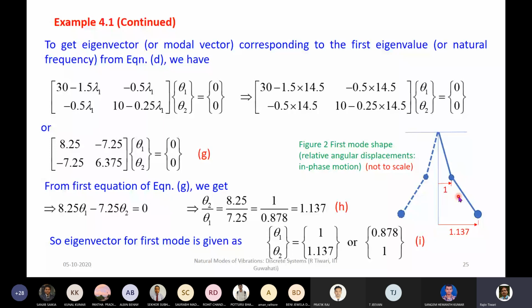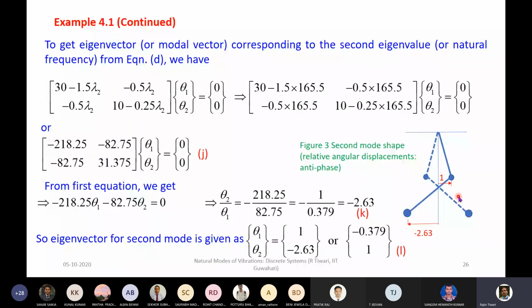Okay, next the second eigenvector. In the same way, put lambda 2, which has a value of 165.5. If we simplify this, we will get this matrix. If we take one of the equations, as we did previously, we can take the second also, and we will get the same value. So the ratio of theta 2 to theta 1 becomes minus 2.63. If we take theta 1 as 1, theta 2 will have minus 2.63, so both are angles.